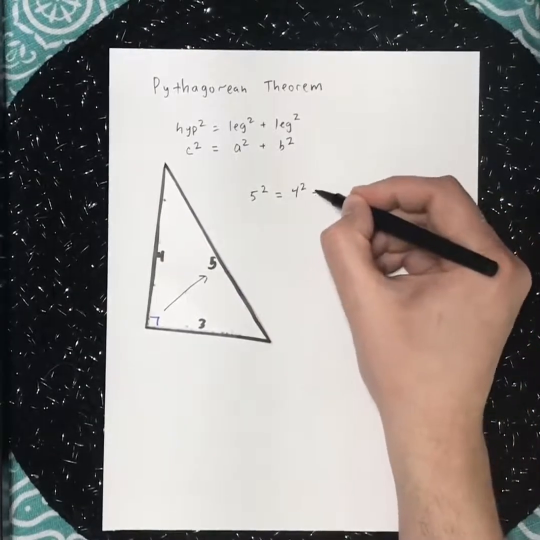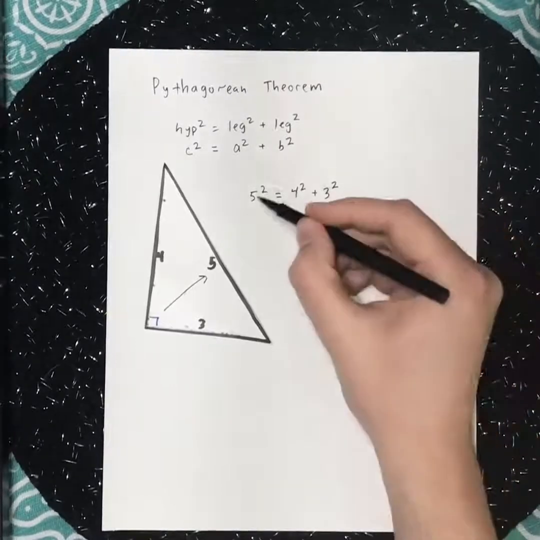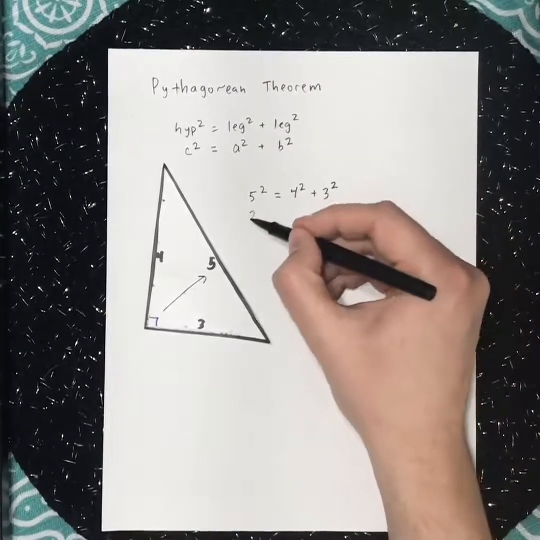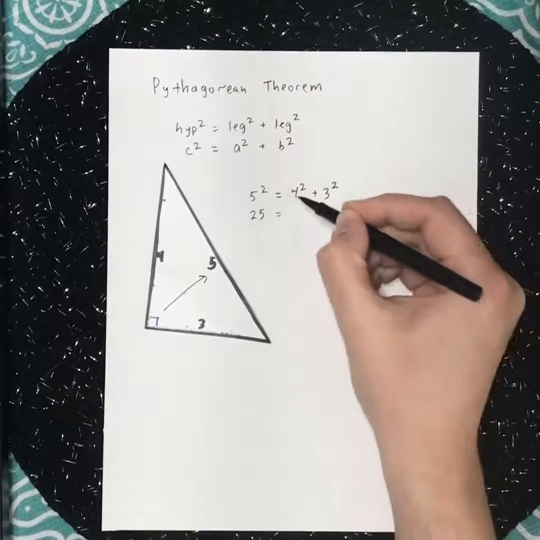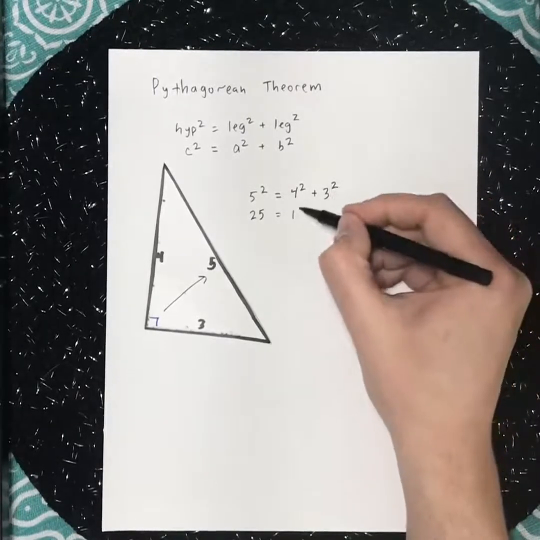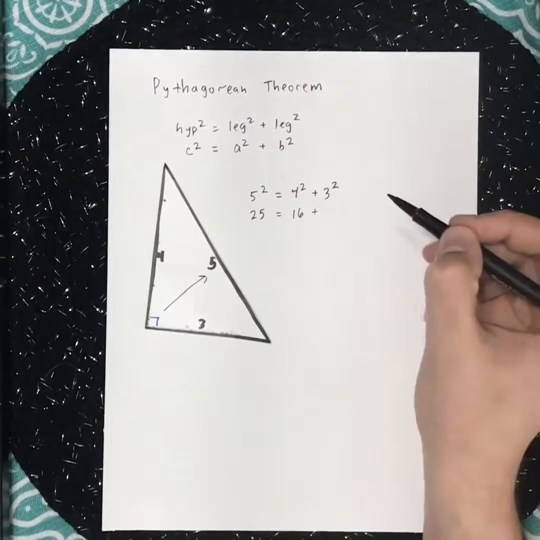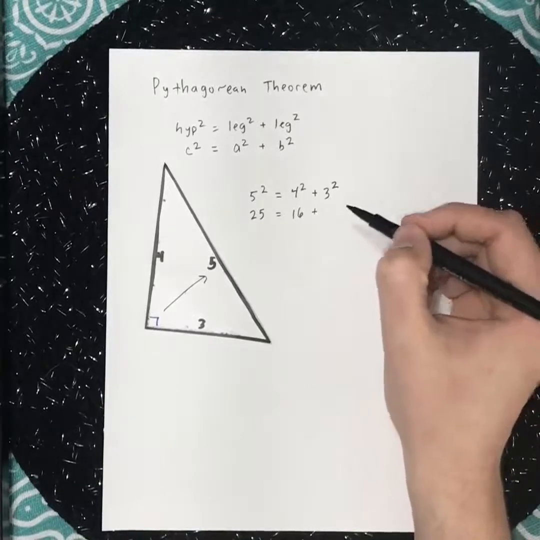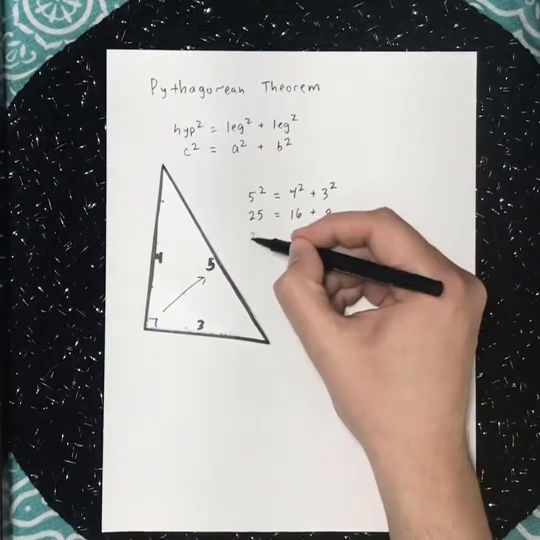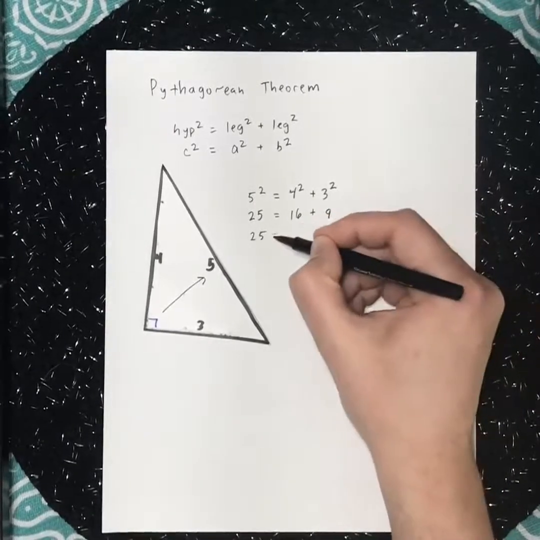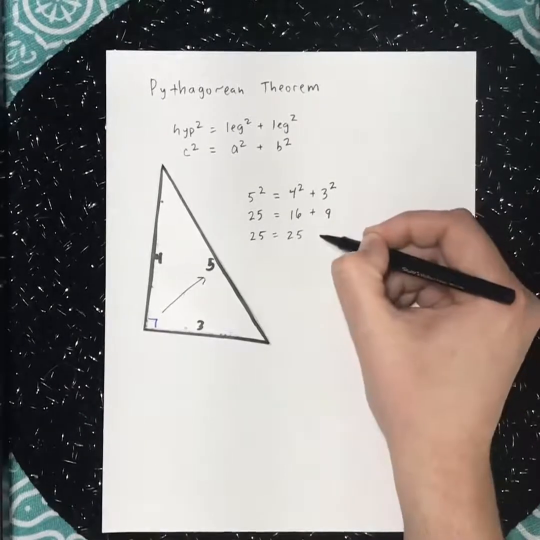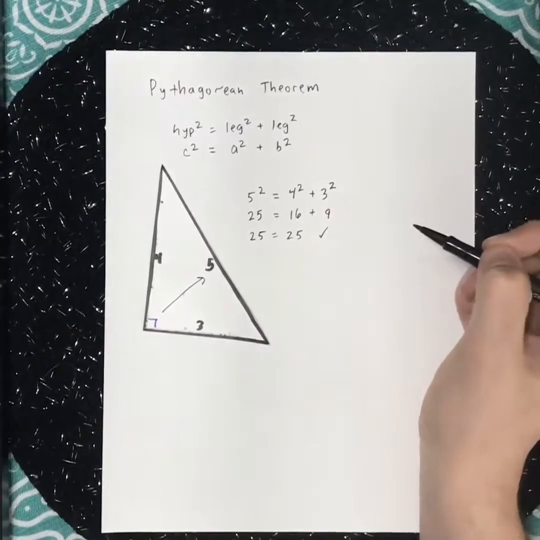So 4 squared plus 3 squared. 5 squared is 5 times 5, which is 25. 4 squared is 4 times 4, that's 16, plus 3 squared, which is 3 times 3, which is 9. And sure enough, if I add 16 plus 9, I get 25. It worked, exactly what we wanted to have.